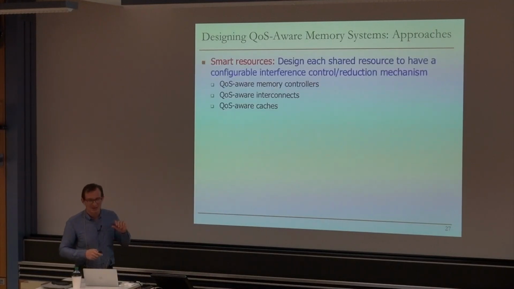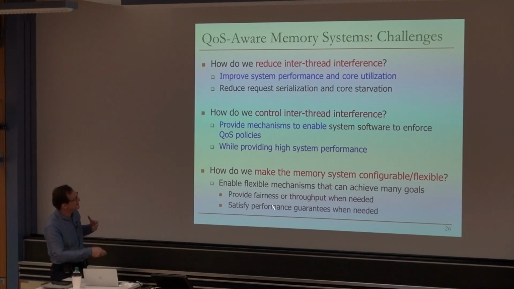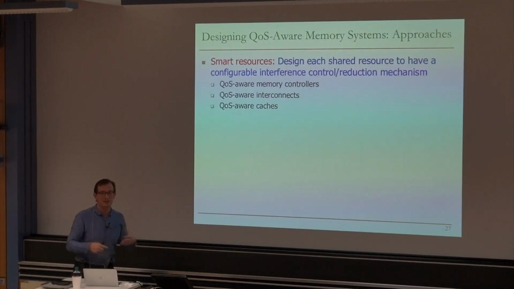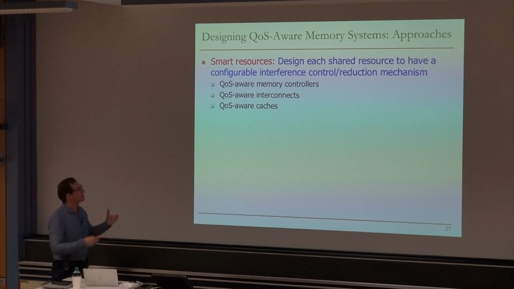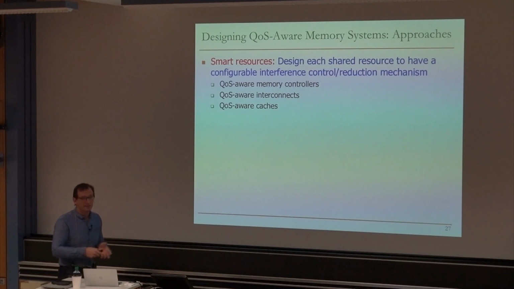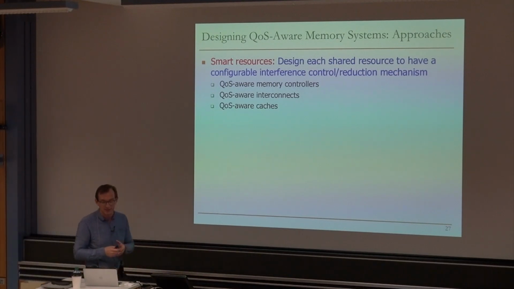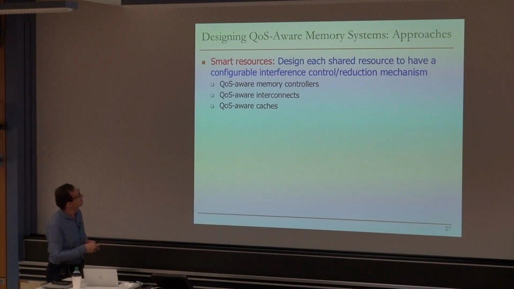One approach, if you want to enable answers to these questions, is to make the resources smarter. Three example resources are memory controllers, interconnects, and caches. We want to design each of these shared resources to have a configurable interference control and reduction mechanism, basically quality of service mechanisms.